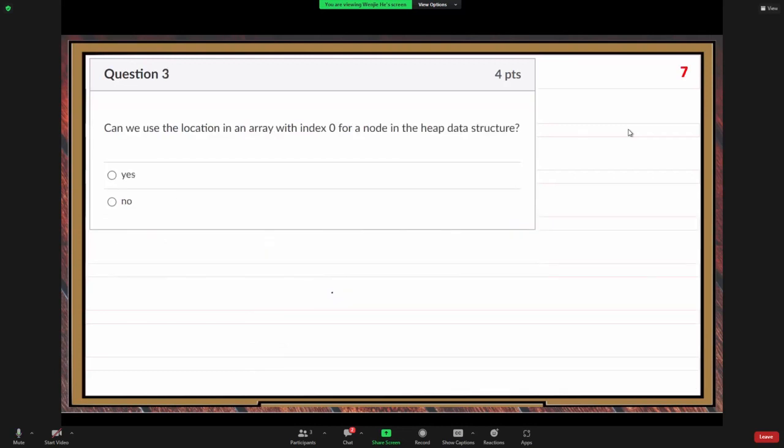Number 3, can we use the location in an array with index 0 for a node in a heap data structure? No, right? Because it violates the parent-child formula, the parent-child relationship. All right. The simple property.